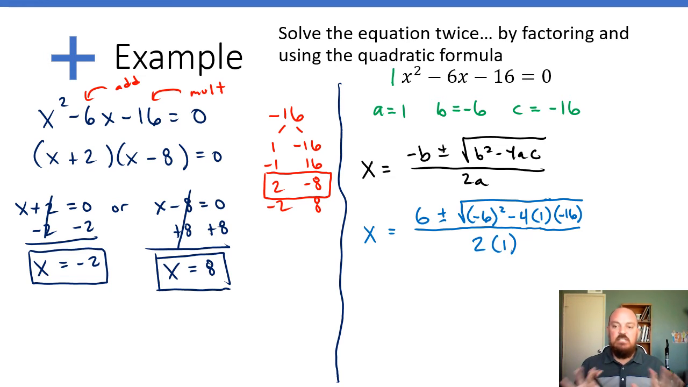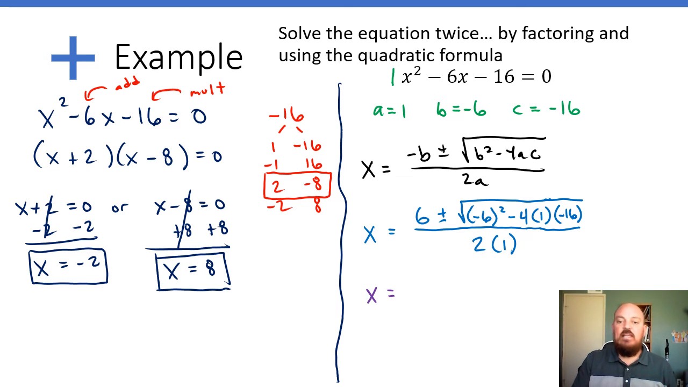So see how I haven't done any work yet. I haven't done any multiplying or dividing or square rooting. All I did is I took the quadratic formula and I put the numbers in the right place. I put -6 in for b. I put 1 in for a. I put -16 in for c. Now we get to the work part.